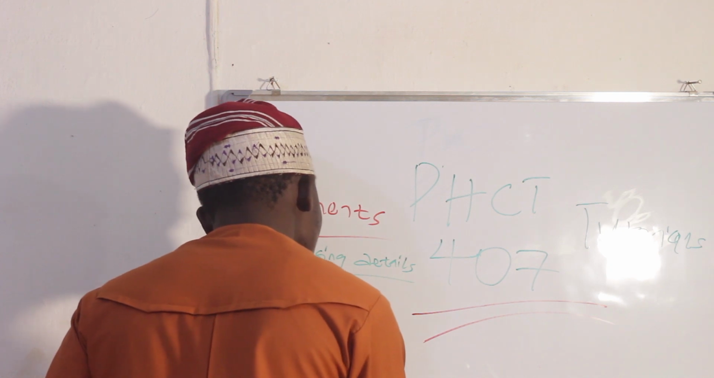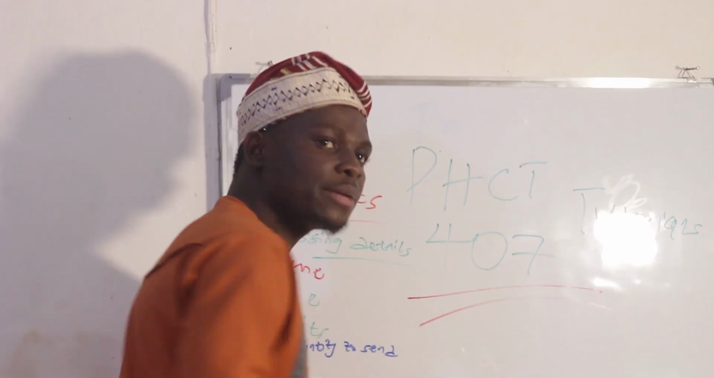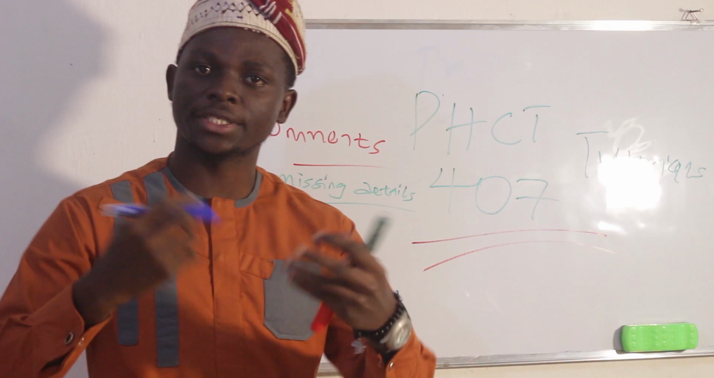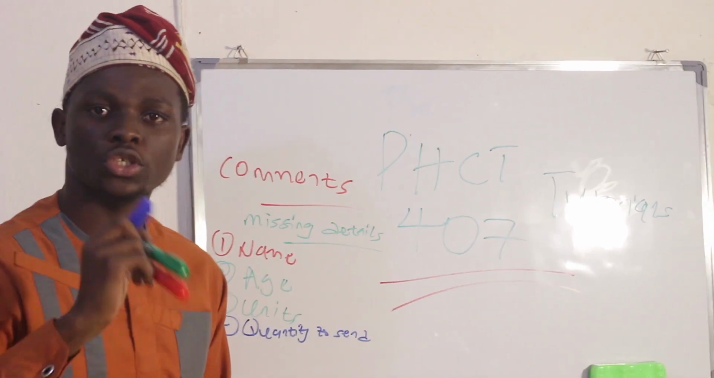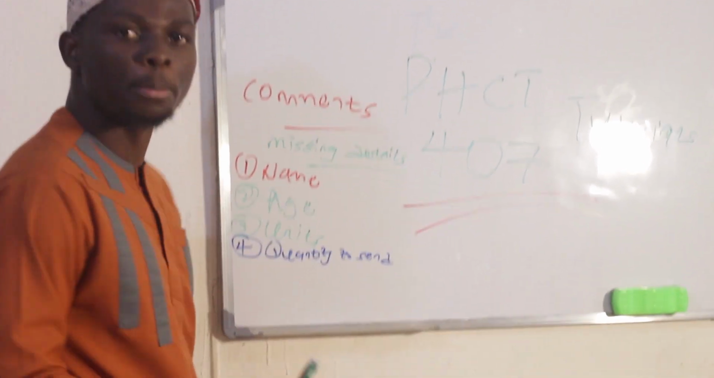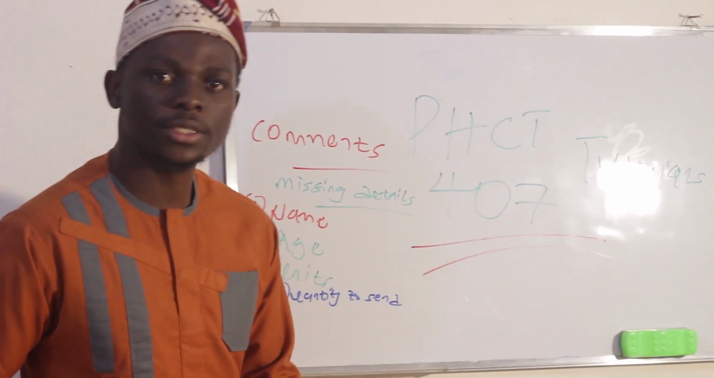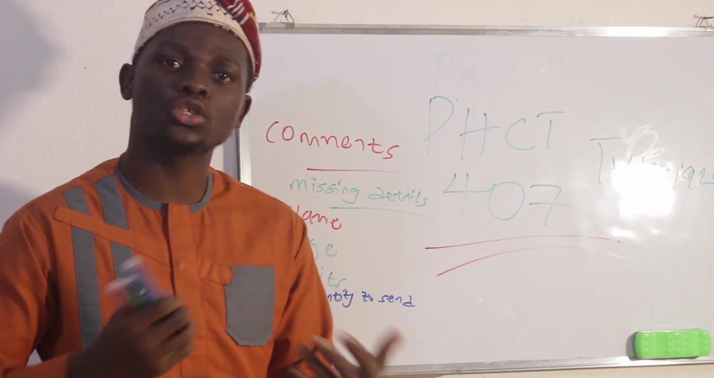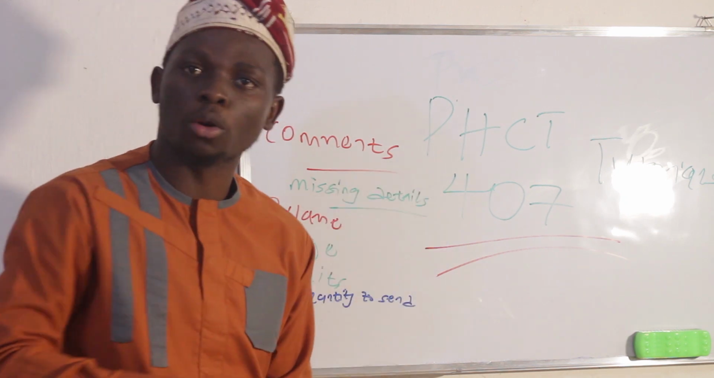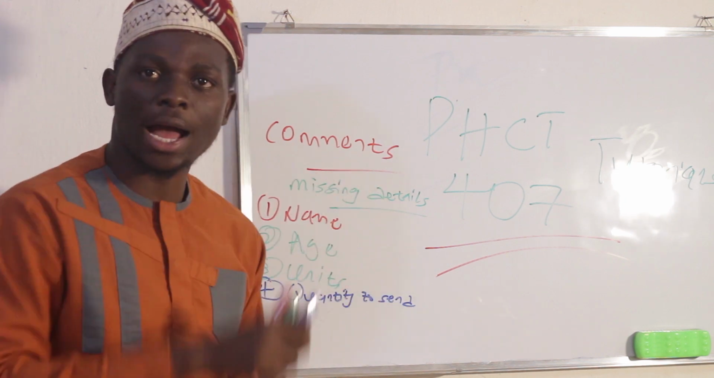The quantity to send. Sometimes the quantity to send may not be stated in your product. So in this case, you are expected to ask for this quantity to send. If they give you a product, are you sending 20 mils? If it's a liquid, are you sending 50 mils? Are you sending 100 mils, or are you sending 200 mils? If it is not stated in your product, then you have to ask for it.